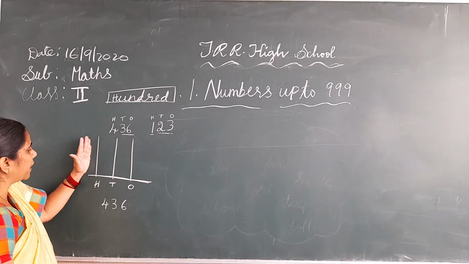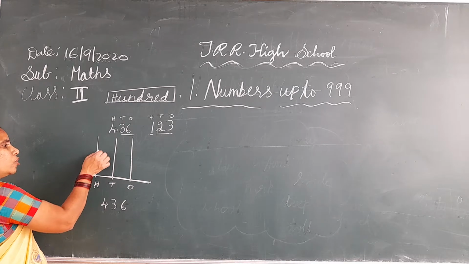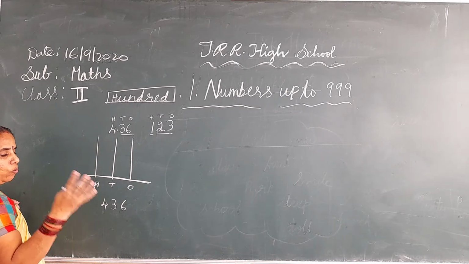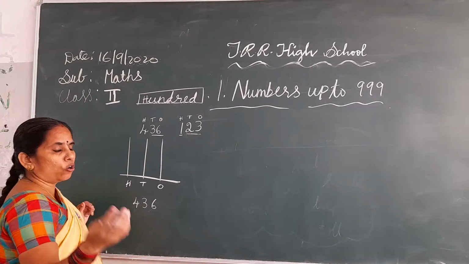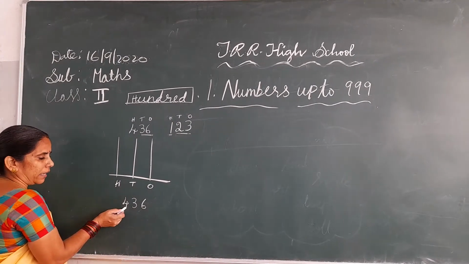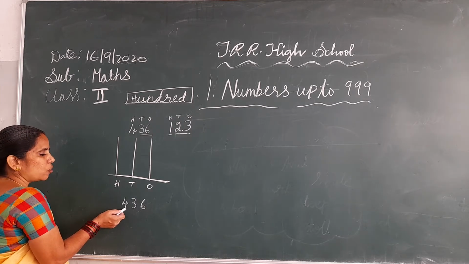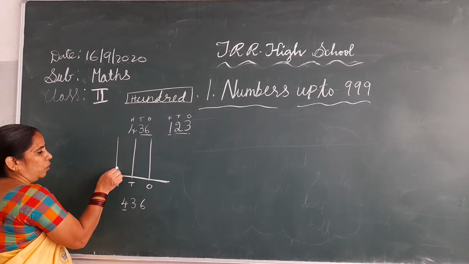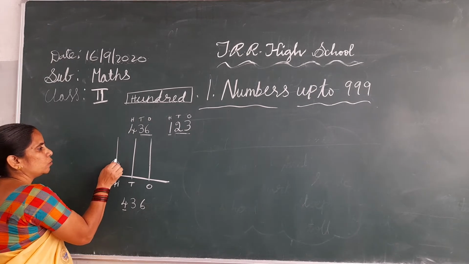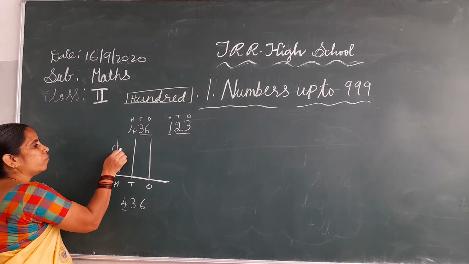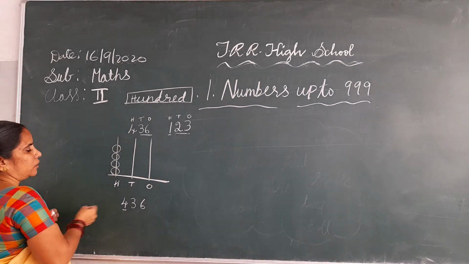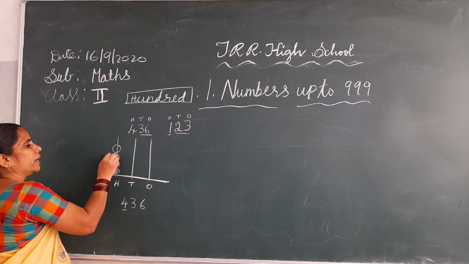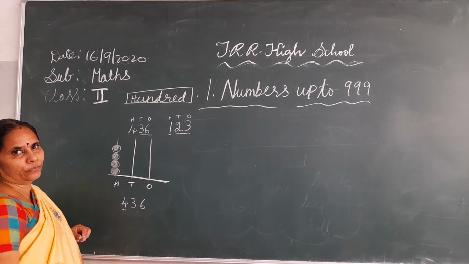In the hundreds place, how many beads will you draw here? How many circles will you draw here? 4. How do you know it is 4? Because in the hundreds place, 4 is there. So in the hundreds place, how many circles will you draw? 4. 1, 2, 3 and 4. You can color these circles also, any color. Take a color pencil and color it nicely. It will be colorful. Okay.